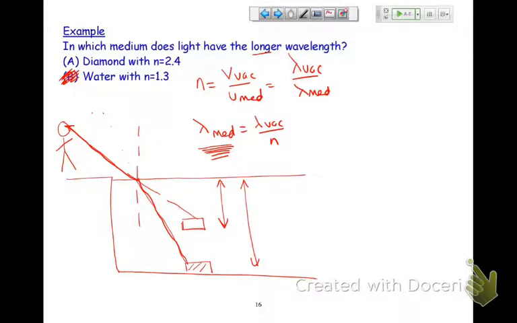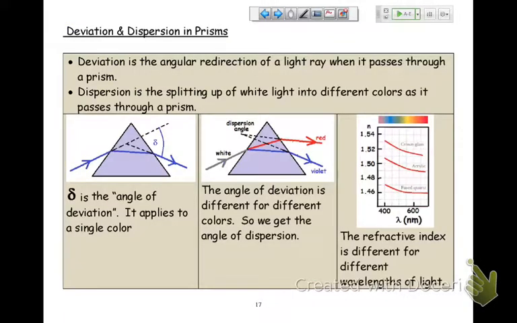So refraction is kind of interesting. Snell's law, really important. Make sure you know it. Next, some new language: deviation and dispersion. And this occurs with, well, the prime example is with prisms.